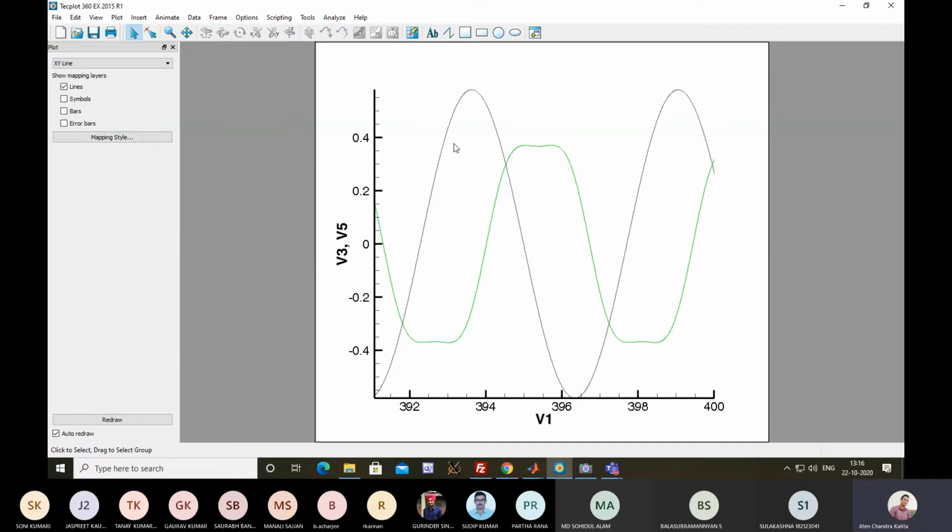Now in this particular figure, you can see that it is kind of periodic, isn't it? If you look at these two curves, they are repeating after some time. See here, it is like a sine wave. Again, it is repeating here. Is it okay with everybody? Yes, sir. Fine. Now, if I plot V1 versus V5, let us see what happens.